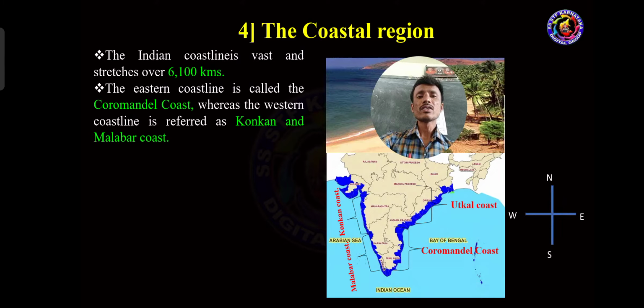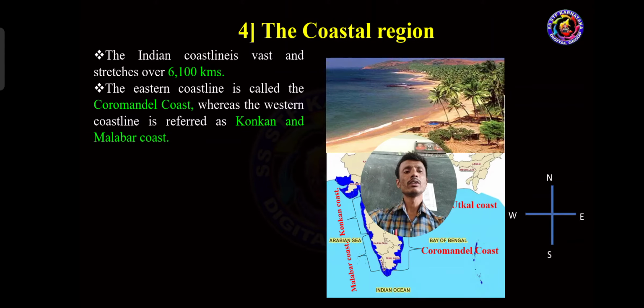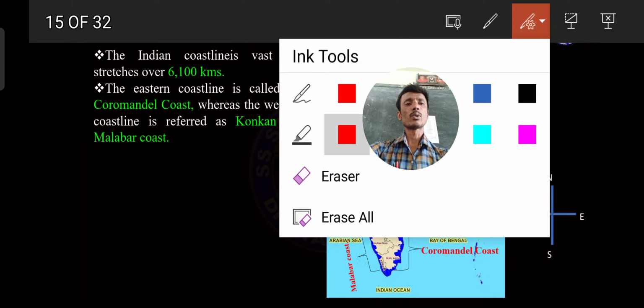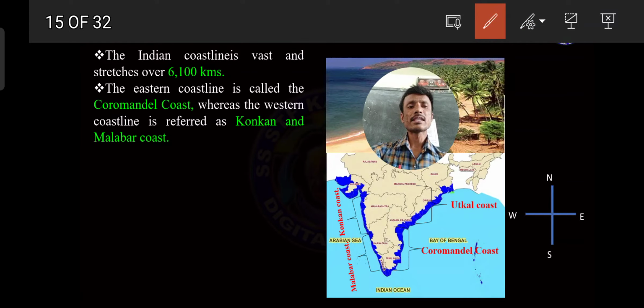The eastern coastline is called the Coromandel Coast. Once you look at the map, dear students, the eastern coastline is called the Coromandel Coast. Whereas the western coastline is referred to as the Konkan and Malabar Coast.